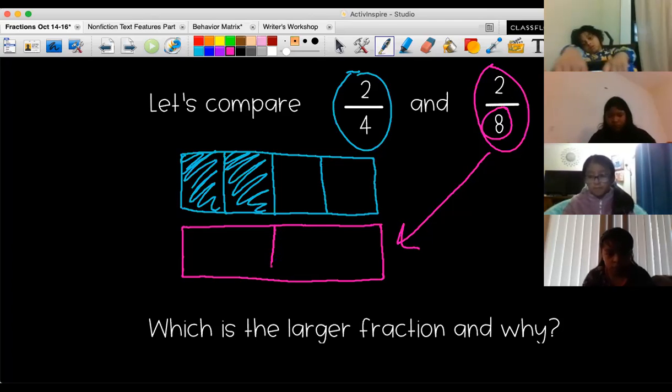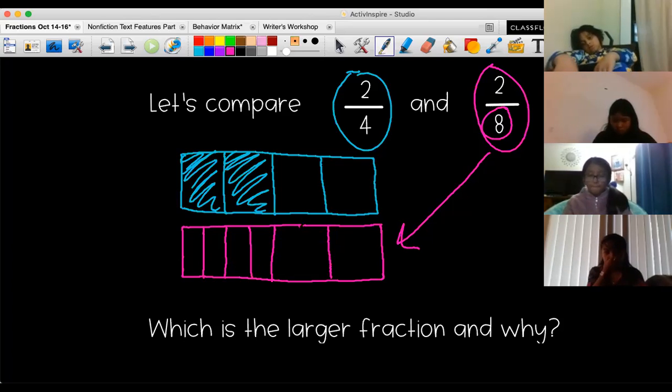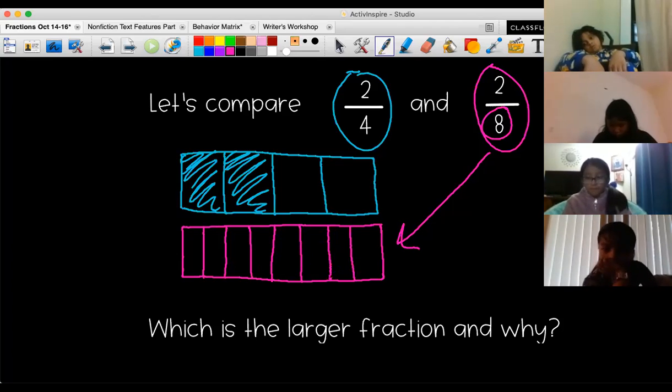1, 2. Derek with a D, how many pieces am I going to shade in?